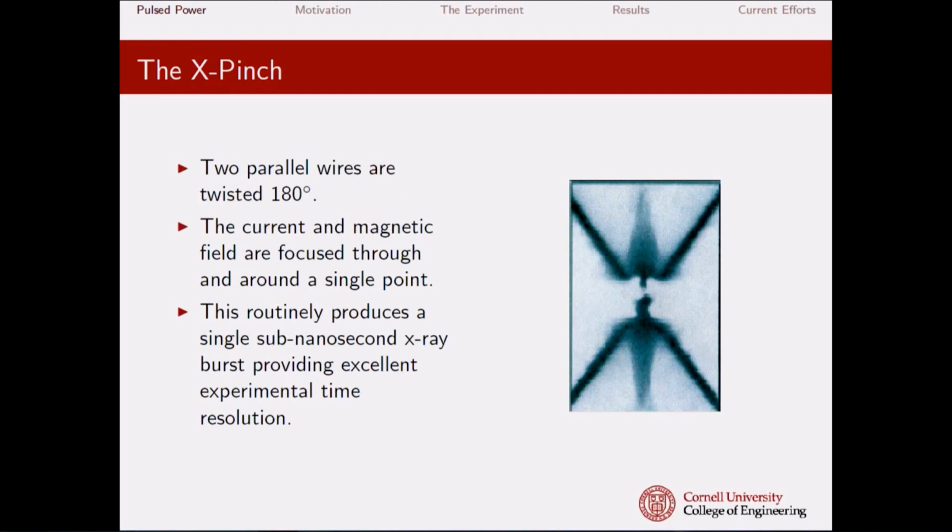To solve that problem, you go to something called an X-pinch, which is essentially just two wires running parallel to each other that you then twist to form an X. It's very creatively named. What this does is concentrate all of the current through that crossing point. And so at that crossing point, we have very high current densities and a very high magnetic field. We can routinely produce sub-nanosecond duration X-ray bursts within a couple hundred microns of where we intend. And that's usually good enough to run experiments with.